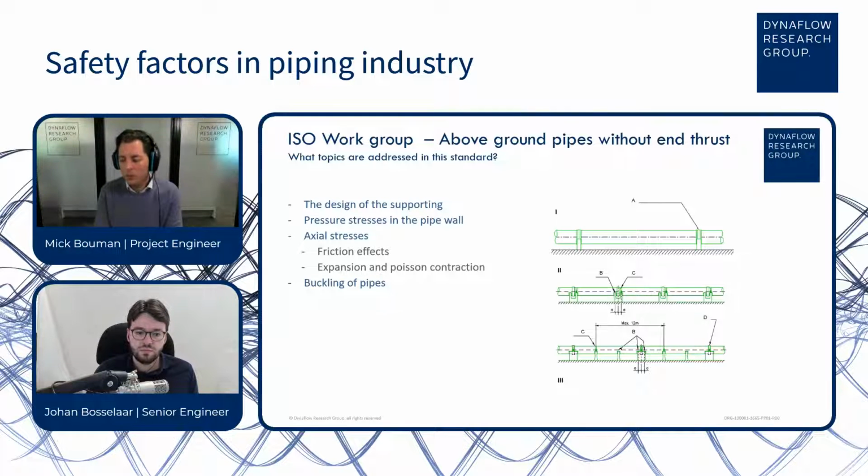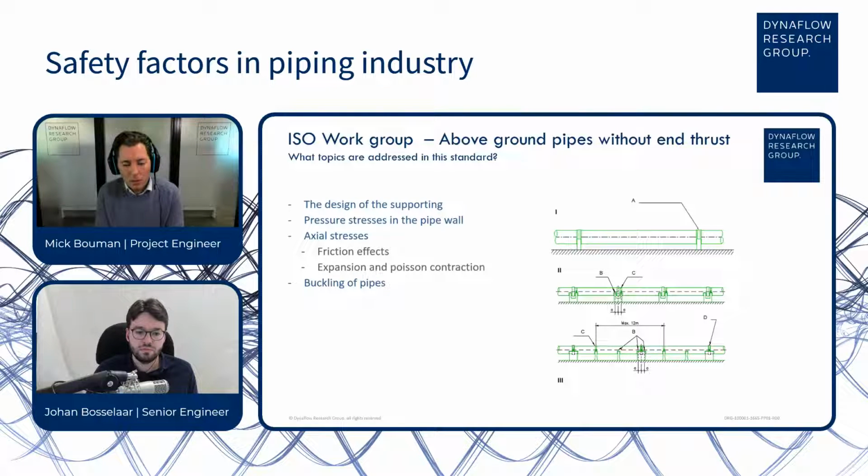the medium, in this case water, which is actually quite corrosive. So in that standard, we address the design of the supporting, how these things can be clamped, and some specific details on how that should be done so as not to damage the pipe. The pressure stresses in the pipe wall, the circumferential pressure stresses, are addressed as well. Due to friction and the Poisson contraction, you introduce some axial stresses as well.